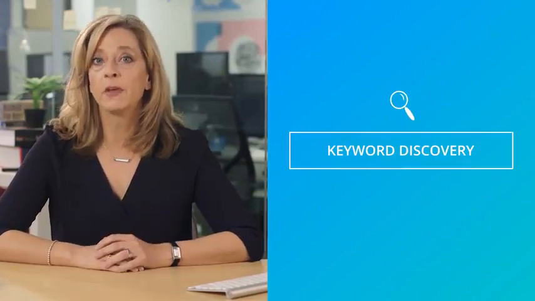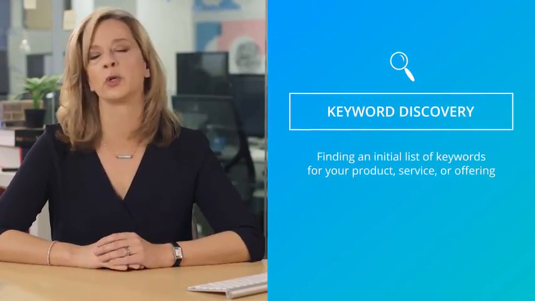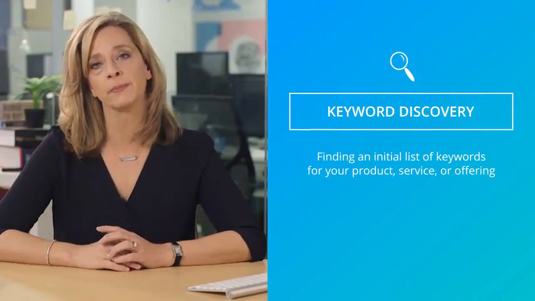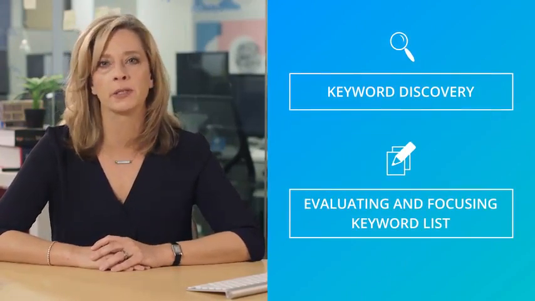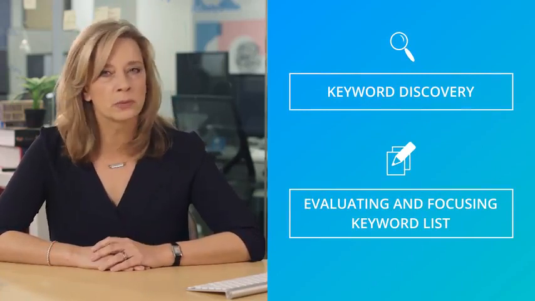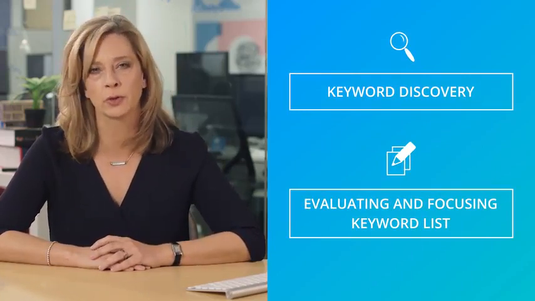Now that we understand head and tail keywords and branded and non-branded keywords, let's break down the keyword research process into a few steps. We will call the first step keyword discovery, finding an initial list of keywords for your product, service, or offering. The second step will involve evaluating and focusing that keyword list. Your keyword list is also a great starting point for creating content for your site.